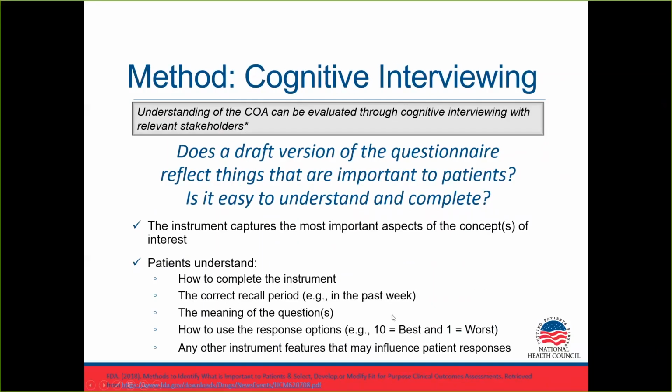So we want to make sure that patients really understand how to use these response options. And so an example of this would be 10 equals best and 1 equals worst. And so when I'm asking patients about whether they understand the scale that's provided to them, I will ask them what 10 means to them and what 1 means to them.